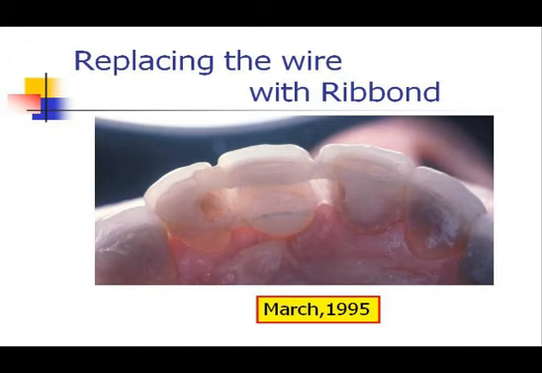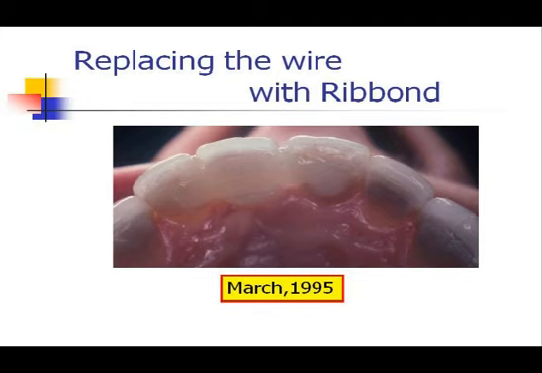We're going to use a 3 millimeter wide piece of Ribbond in that and 2 thicknesses to create a beam effect. The double thickness of fiber with composite sandwiched in between gives us increased strengthening of the connector between these teeth to create our fixed partial denture. We replaced the wire with the 2 thicknesses of ribbon. We etched, we placed adhesive, we wetted the 2 fibers of ribbon, we placed composite.